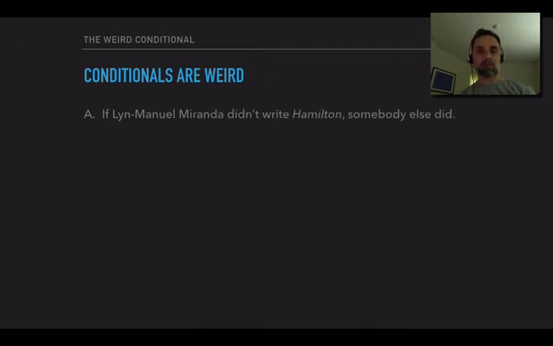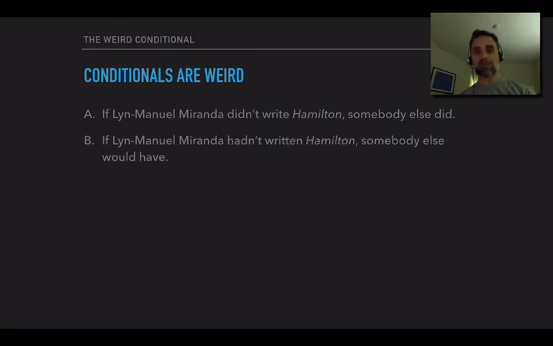A: If Lin-Manuel Miranda didn't write Hamilton, somebody else did. B: If Lin-Manuel Miranda hadn't written Hamilton, somebody else would have. So A is true. How do we know that? Well, Hamilton exists. Somebody wrote it. If he didn't, somebody else did. B is false. If he hadn't written it, would someone else have come along and done it instead? No. So A and B, while they're both conditionals, and they're almost exactly the same, are different. A is true and B is false.